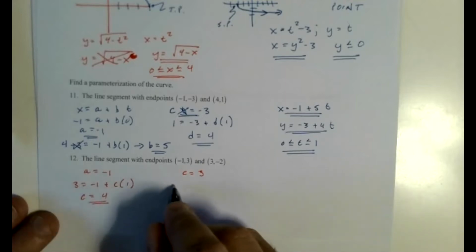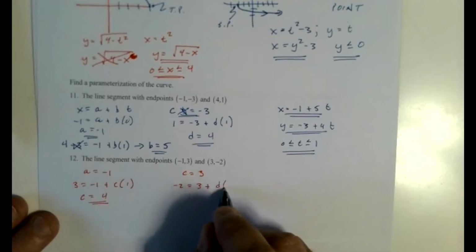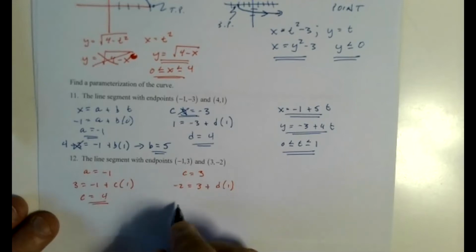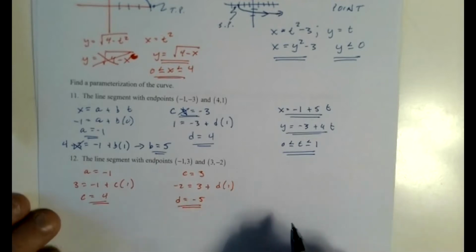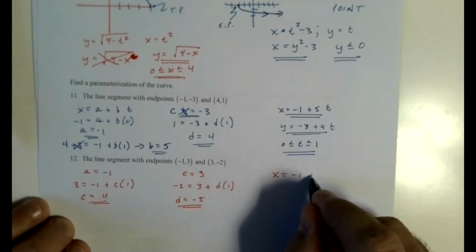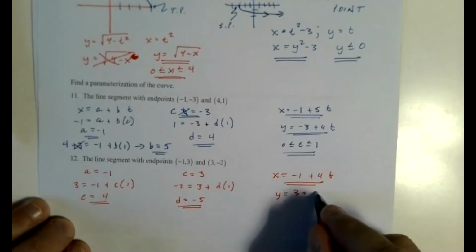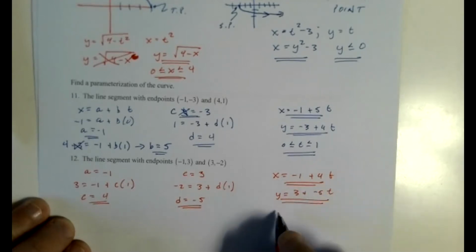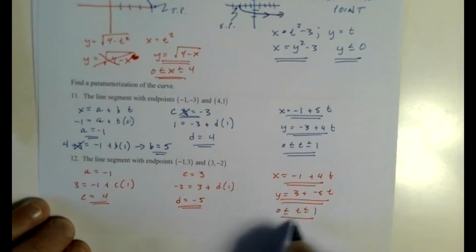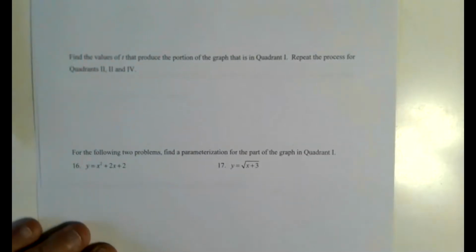Over here, negative 2 equals 3 plus d times 1. D equals negative 5. X equals negative 1 plus 4t. Y equals 3 plus negative 5t. 0 less than or equal to t less than or equal to 1. Use any variables you want. I find those work the best.